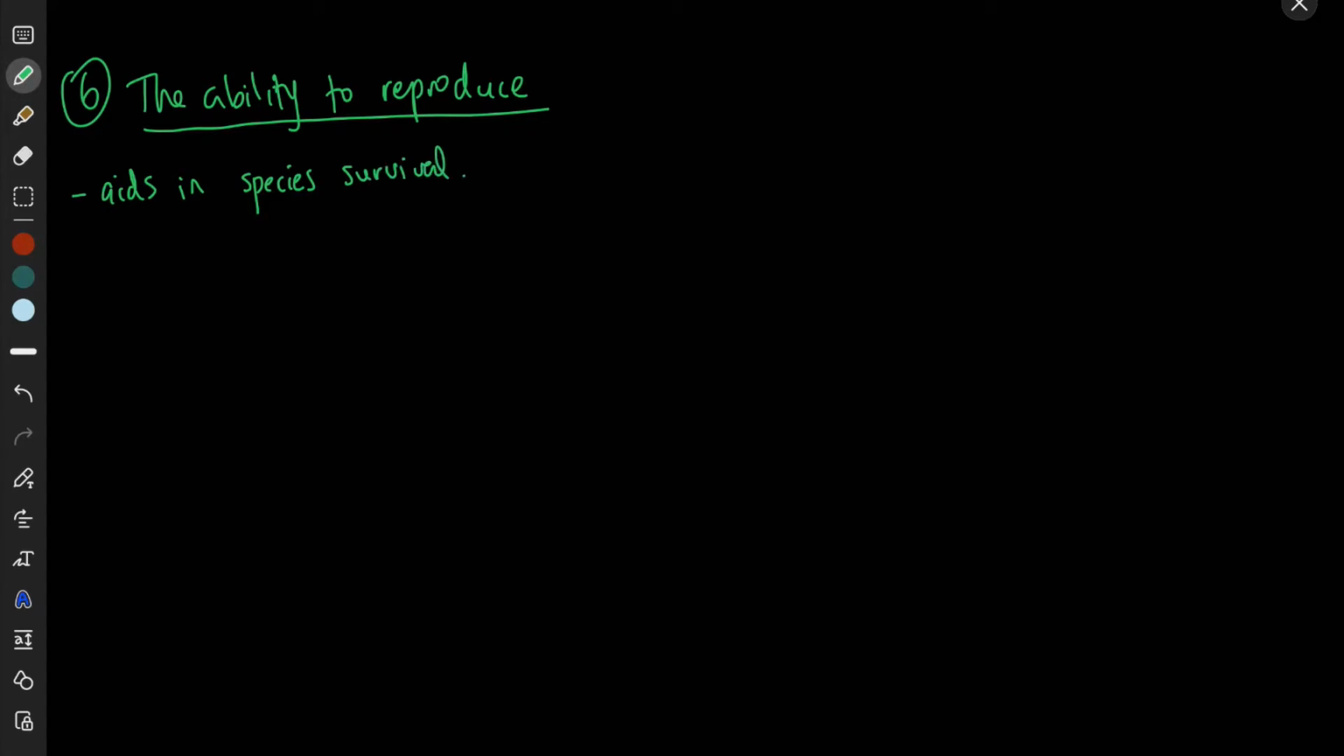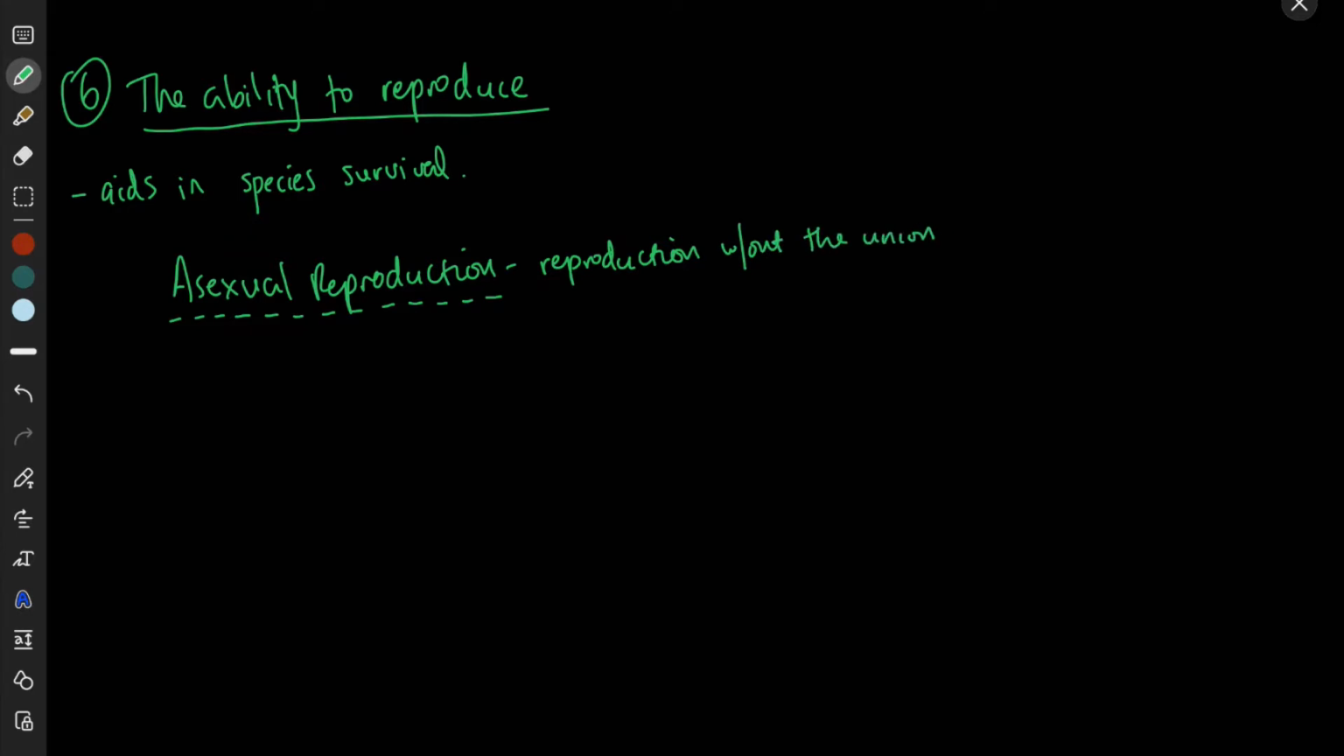When we talk about the ability to reproduce, we have talked about the two main ways in which organisms reproduce, and that is through asexual reproduction and through sexual reproduction. So what is asexual reproduction? Asexual reproduction is reproduction that occurs without the union of individuals, right? So it's reproduction without the union of individuals.